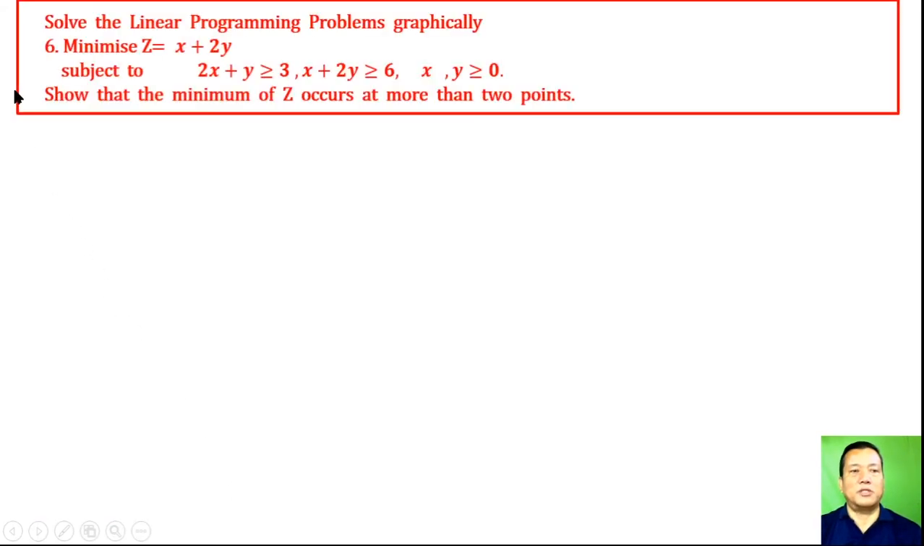Question number 6. Minimize this subject to this, so that the minimum of Z occurs at more than 2 points.